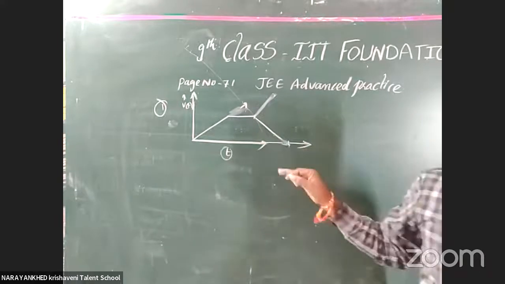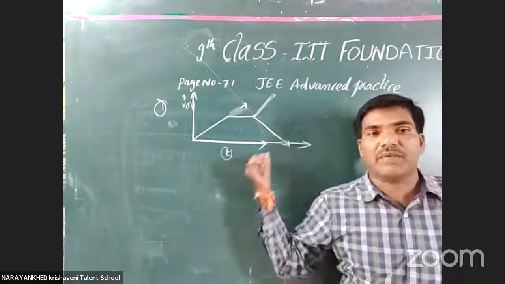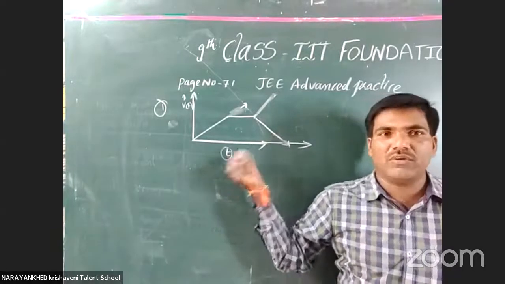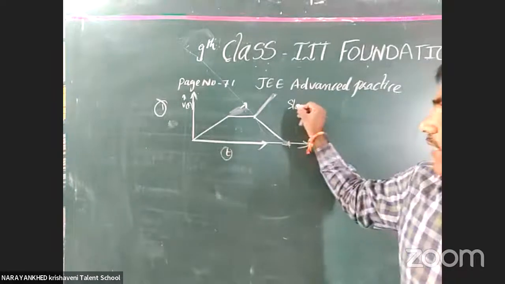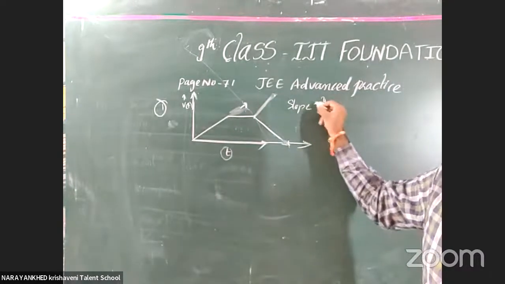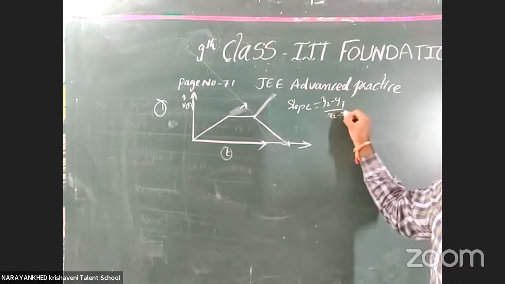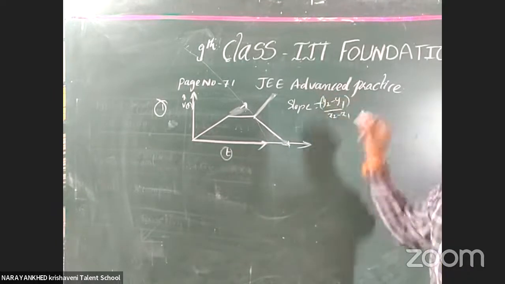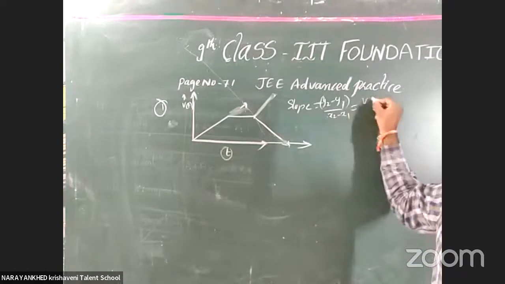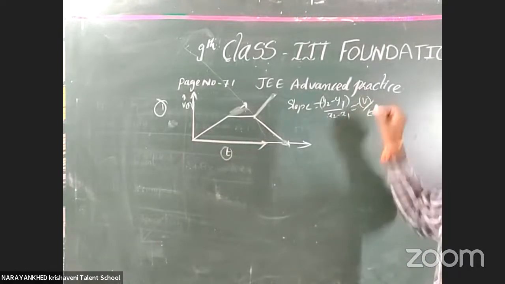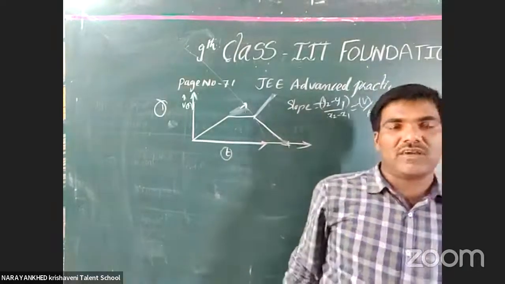time axis. At that time the acceleration becomes negative. Why? Because slope is equal to y2 minus y1 by x2 minus x1. If it is a minus, then the slope becomes minus of v by t. This indicates the deceleration. That is called negative acceleration.